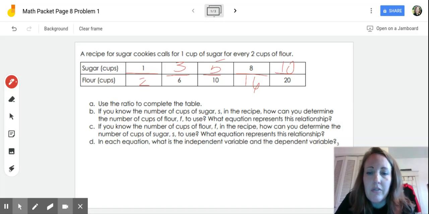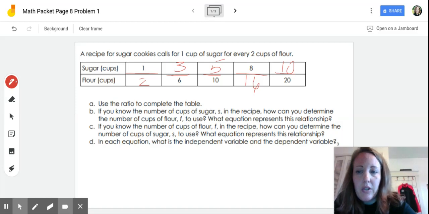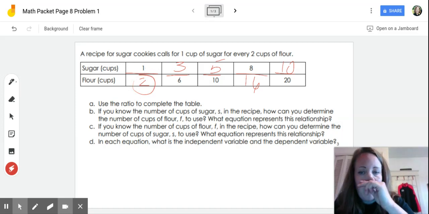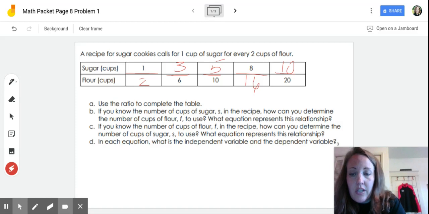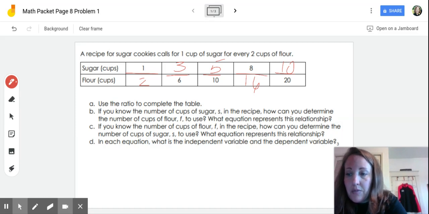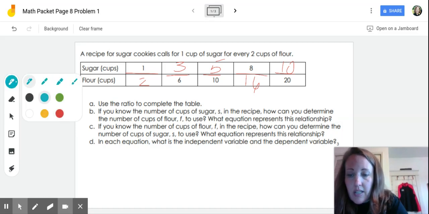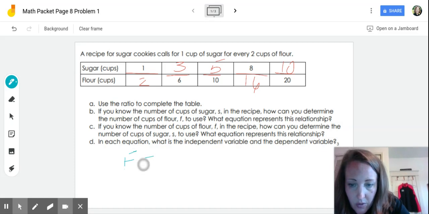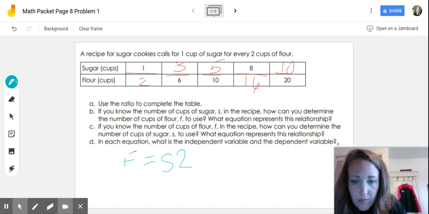If you know the number of cups of sugar, so up here we knew the sugar, right here we knew the sugar. So how did we determine the flour, right? If we knew the sugar, we took that sugar and we did what with it? We multiplied it times 2, didn't we? So this question B, if we want to know the flour, and we know the sugar, we take that sugar and we multiply it times 2.